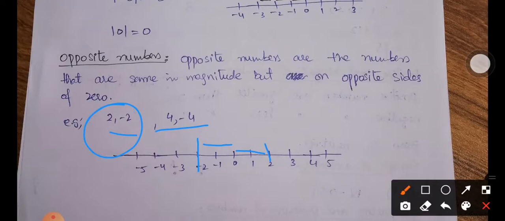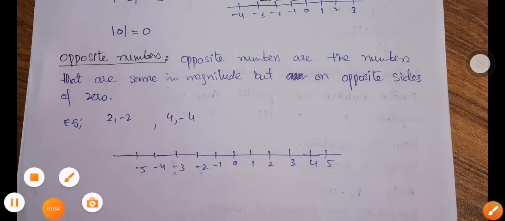Similarly, 4 is at a 4 units distance from 0, and minus 4 also has a distance of 4 units from 0, but it is on the left hand side. So plus 4 and minus 4 are the two opposite numbers. You can say that opposite numbers are also named as additive inverses, or the additive inverses are also opposite numbers, as we have discussed before.